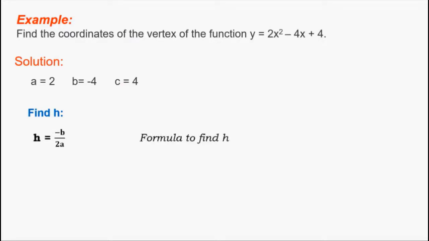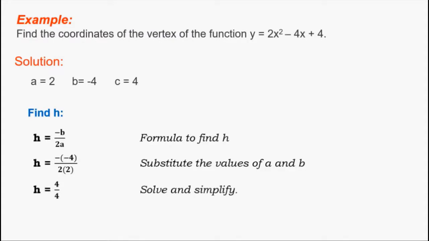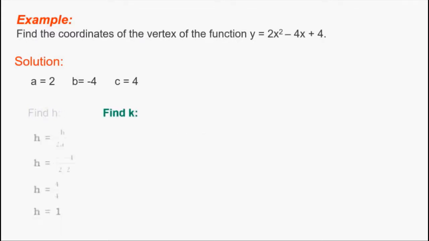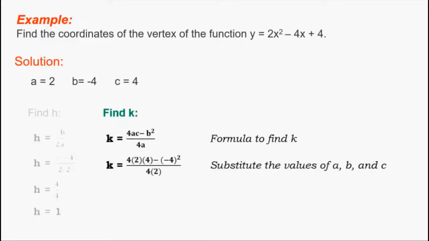Step 1. Write the formula for h. Next is to substitute the values of a and b. Then solve and simplify. So we have h, which is equal to 1. Ito ang ating x-coordinate. Next is hanapin natin ang value ng k. Step 1, write the formula for k. Next is to substitute the values of a, b, and c. Then solve and simplify. So we have k, which is equal to 2. Ito ang ating y-coordinate.